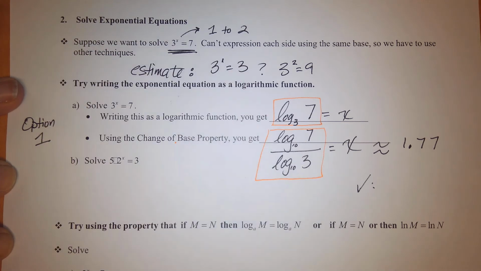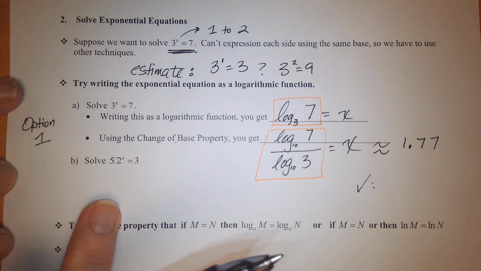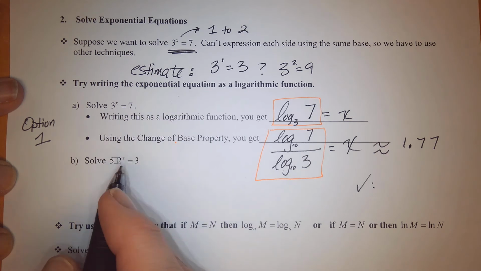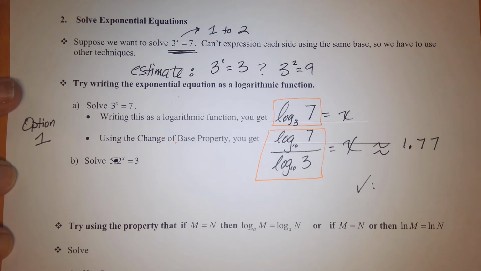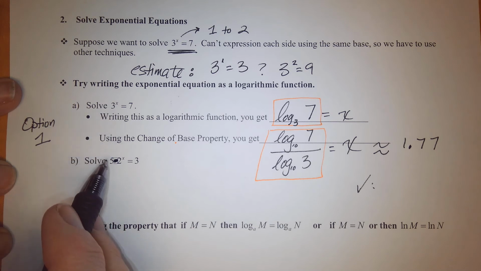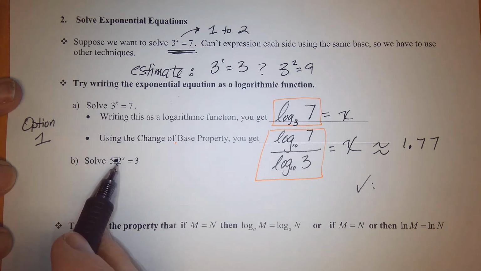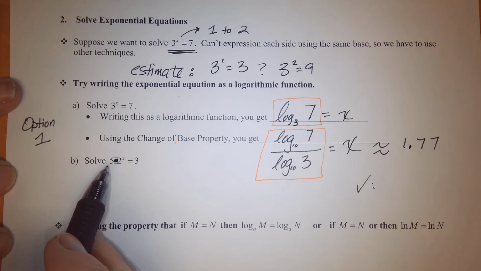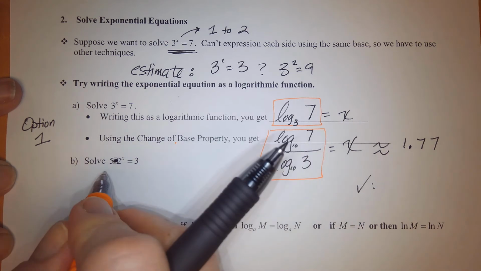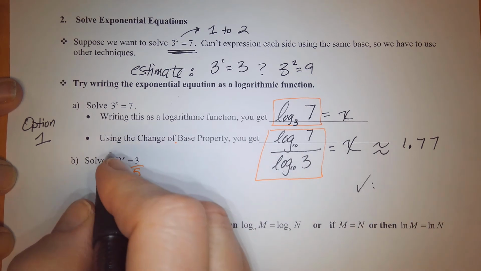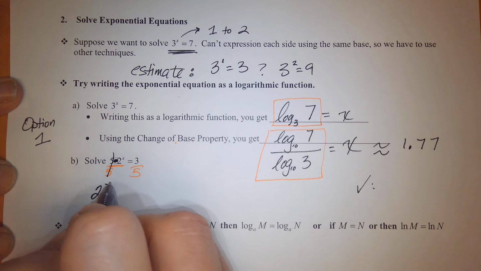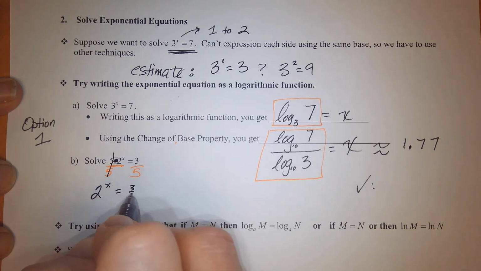Let's try that one more time with another problem. Here we have 5 times 2 to the x power equals 3. It's very similar to this last question, except it's got this 5 out in front. Now you can't change this into logarithmic form just yet because of that coefficient. So the first thing I need to do is get rid of that coefficient out in front. By doing that, I then have 2 to the x power equals 3/5.